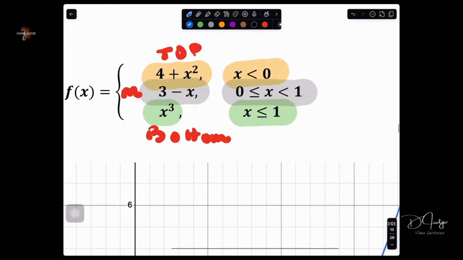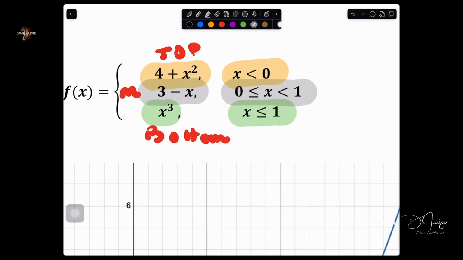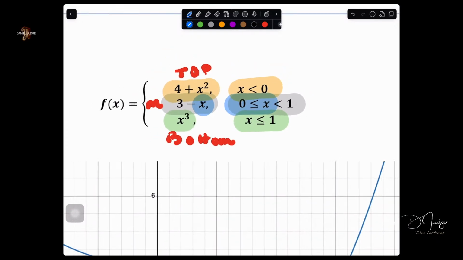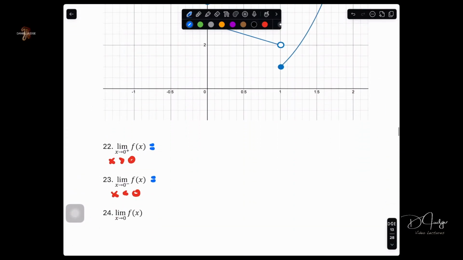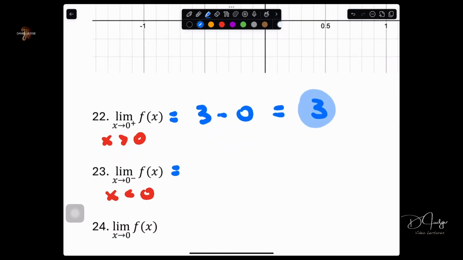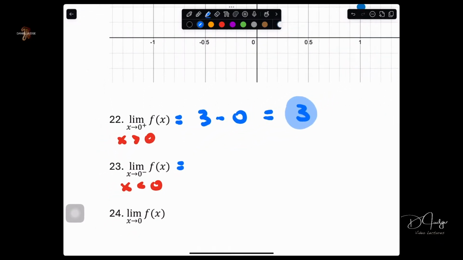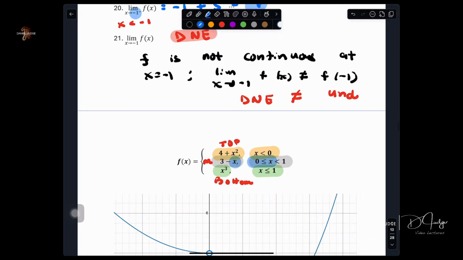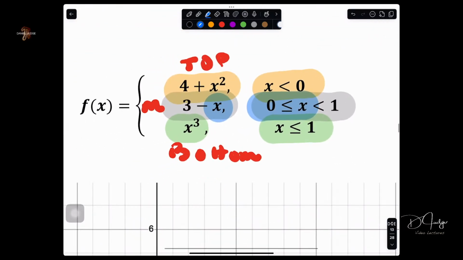So for the first limit, as x goes to 0 from the right, they're really talking about this portion right here. You plug in that value of x being 0, so that'll be 3 minus 0, which is the value 3. And then x going to 0 from the left, meaning you have negative x values. X is less than 0. So for x being less than 0, you got to use that top piece now. That's what they're talking about now. Plug in 0 here. And so you have 4 plus 0 squared now.